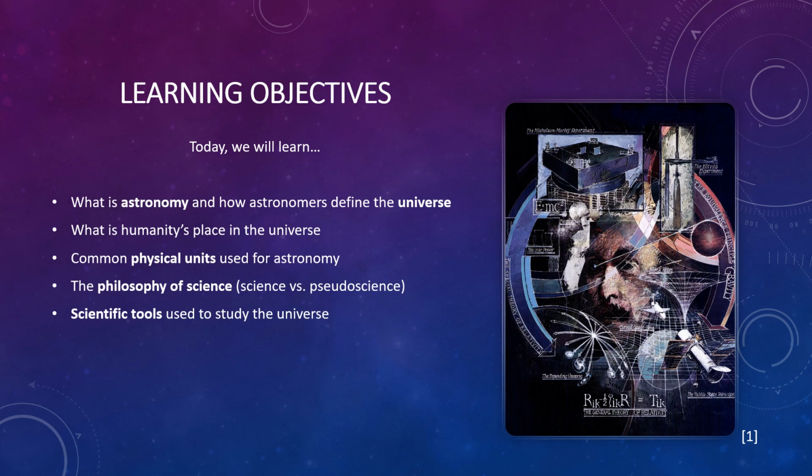We'll also go over what physical units are used in astronomy, because a lot of the units that we use in our everyday lives are not very applicable to astronomy. We'll also go over the philosophy of science, so you will be able to know what ideas are scientific. You will understand the scientific method, how it's applied to astronomy, and you will then also be able to determine what is pseudoscience. So you will know very well that astrology is a pseudoscience and astronomy is a science.